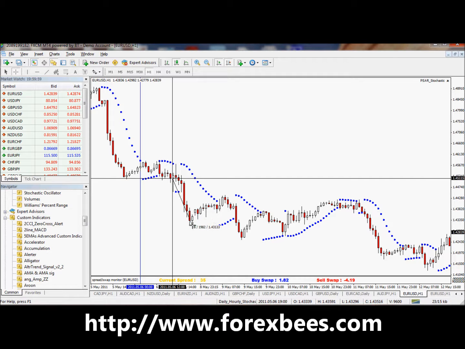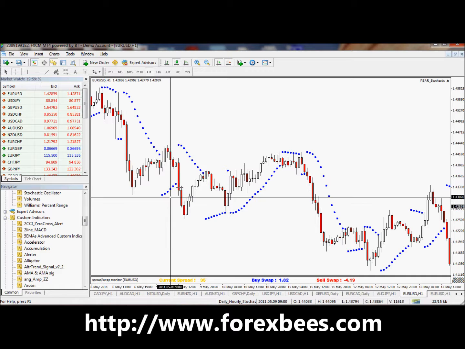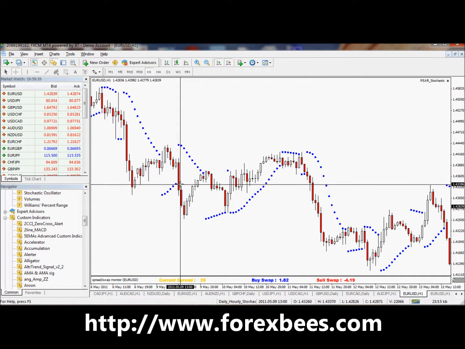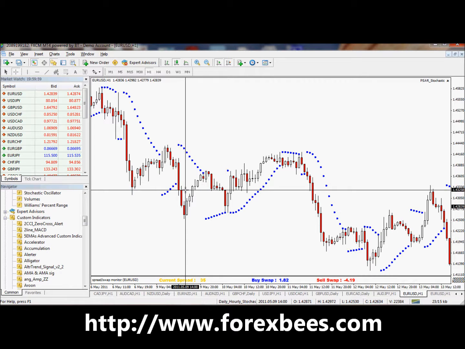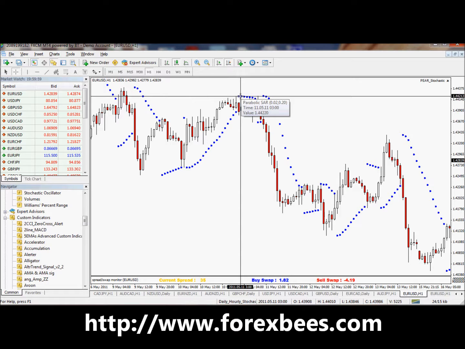And again, this is another opportunity where the Parabolic SAR dot is broken at this point, and if you enter at the close of the candlestick, you can make around 71 pips. And this is another one where the Parabolic SAR dot is broken at this point, so you can enter at this point, but make sure you put around 5 to 10 pips above the candle as your stop loss.